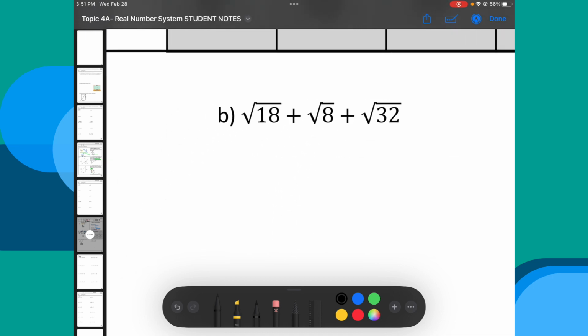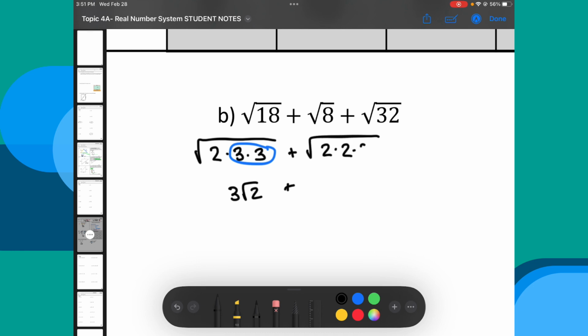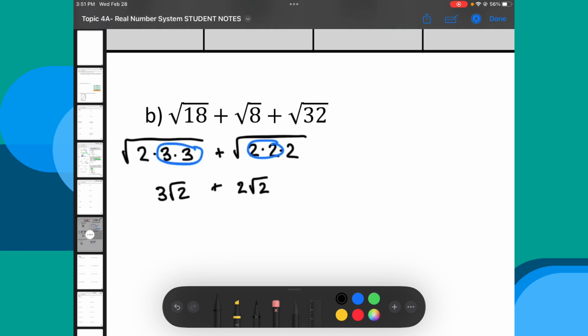Okay. Second example, I'm going to break down 18. 18 breaks into 2 and 9. 9 is 3 and 3. So we have our pair, and we get 3 square root of 2. We're adding to that the square root of 8. When you make your factor tree, you get 2, 2, 2. So we have a pair of 2's. They come out front, and we get 2 square root of 2.